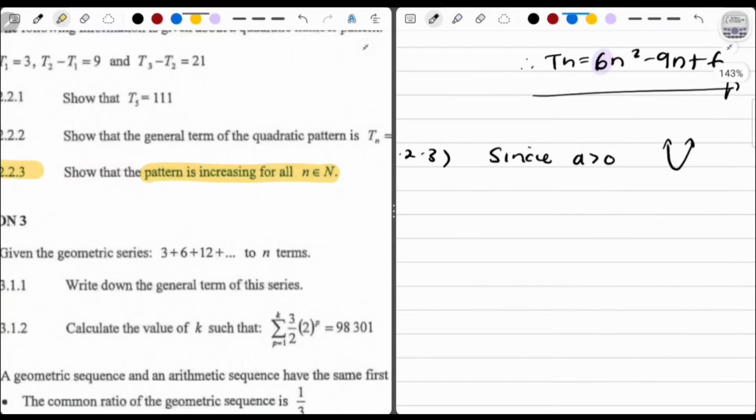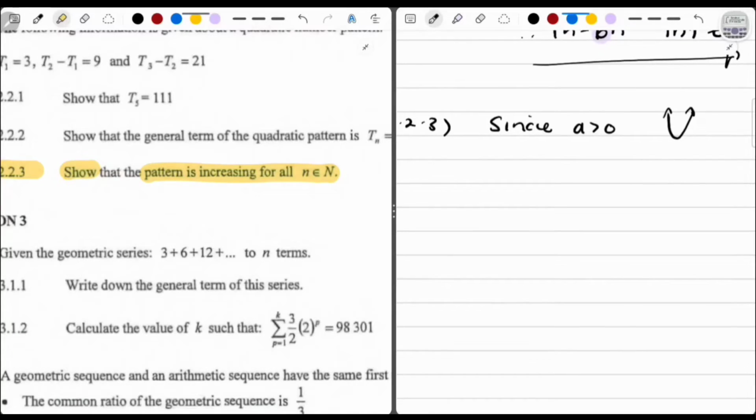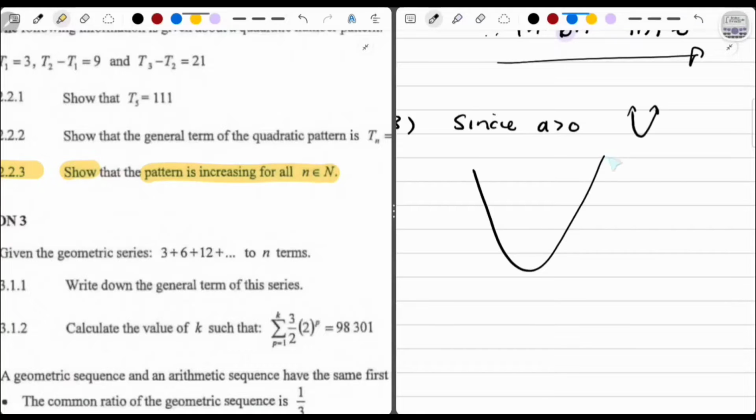And so we need to now find out for which, not really for which values. We're not finding out anything. We're just showing them that the pattern is going to increase where n is an element of natural numbers. So we already know n can't be negative. Well, the only way for you to find this is to actually find it, because when you're looking at a parabola and when it's increasing, I'm looking at a parabola like this.